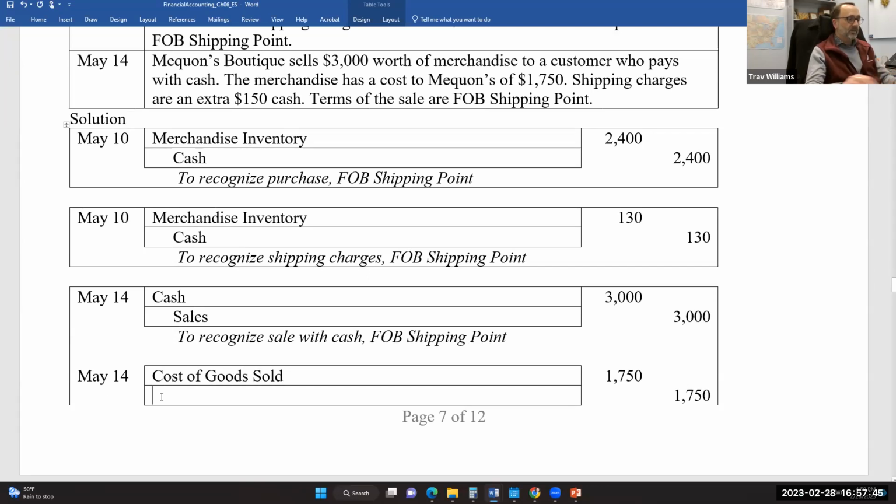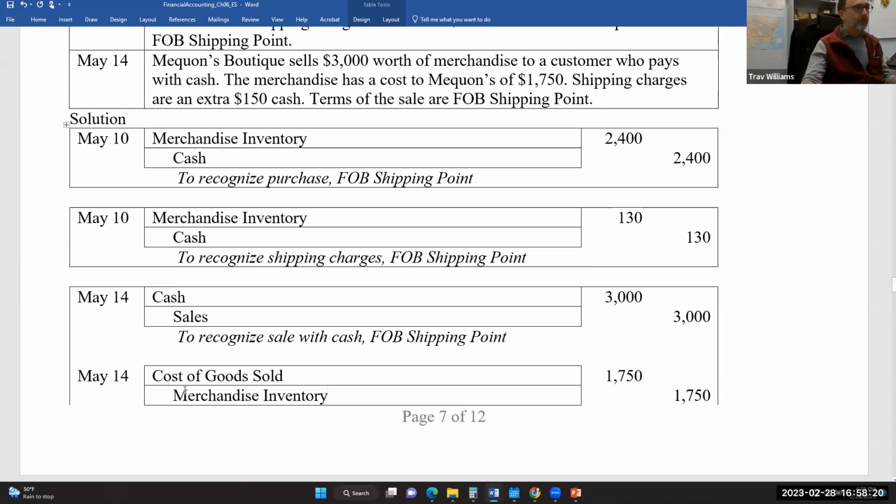And they have to record the reduction of their merchandise inventory. But because it was FOB shipping point and the company's the seller in this case, the buyer is going to pay the shipping costs, right? So the seller does not have to worry about it, okay? So you have to pay attention to, is it FOB shipping point or destination? And are we doing the accounting for the buyer or the seller?